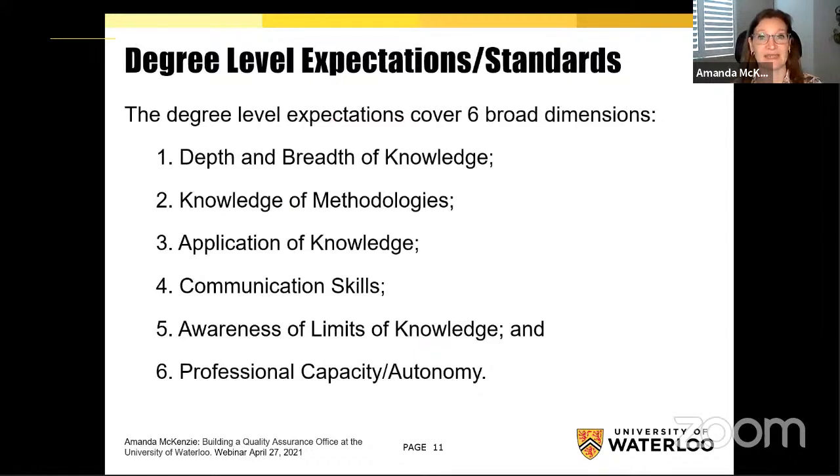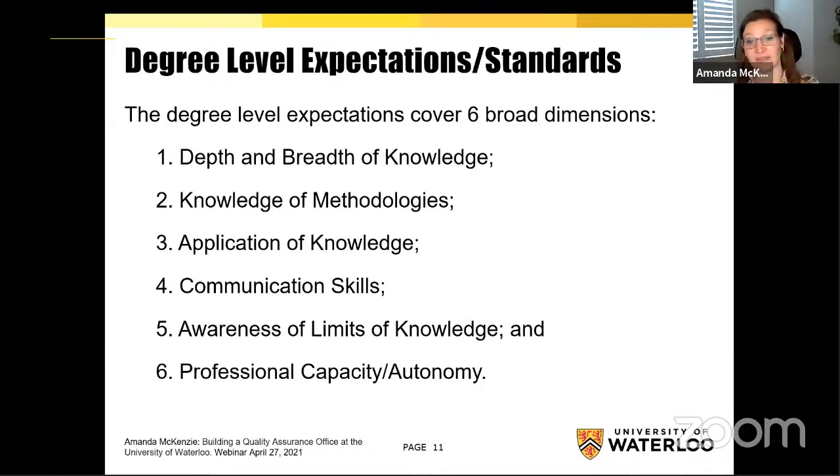So every degree in Canada has to cover these 6 broad dimensions. So those are depth and breadth of knowledge, knowledge and methodologies, application of knowledge, communication skills, awareness of limits and knowledge, and professional capacity and autonomy.